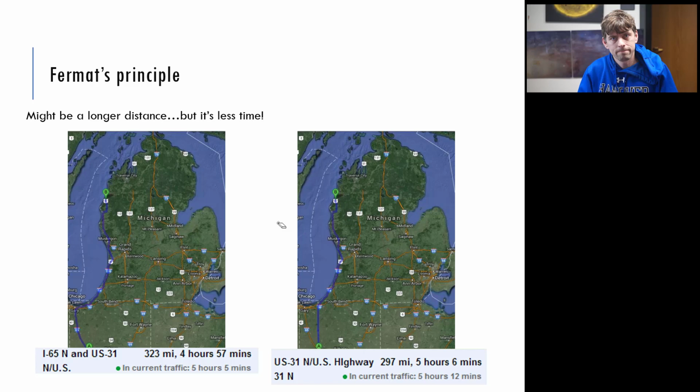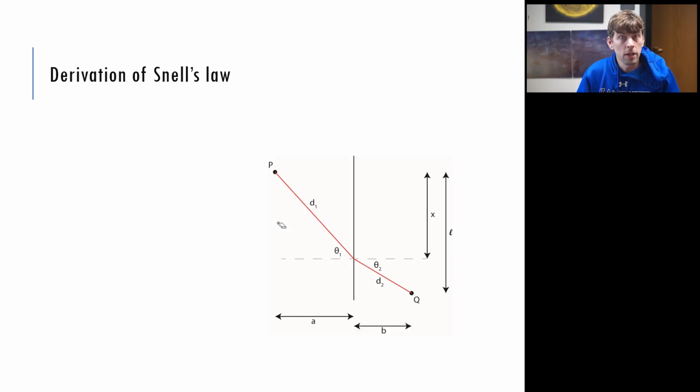Let's go ahead and use Fermat's principle in order to get an equation that describes some of the behavior of lenses. So this is the derivation of Snell's law. Let me walk you through the diagram here. First of all, let's pretend for a moment that we have two different materials.